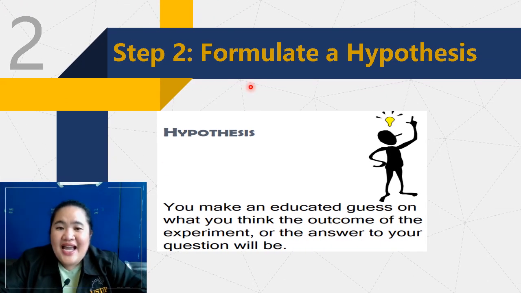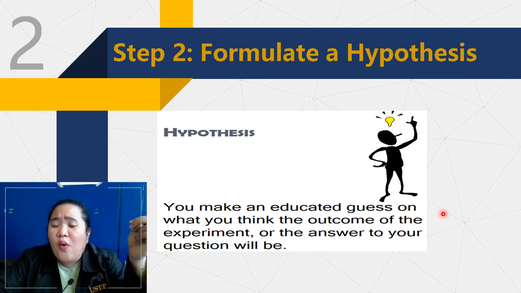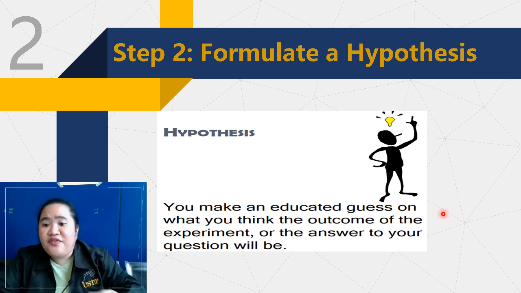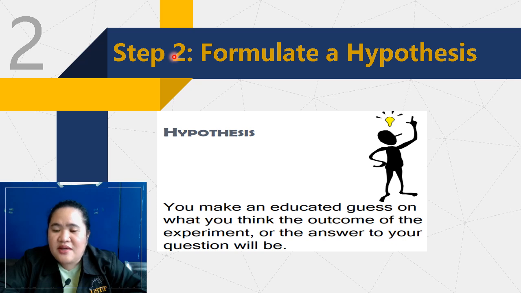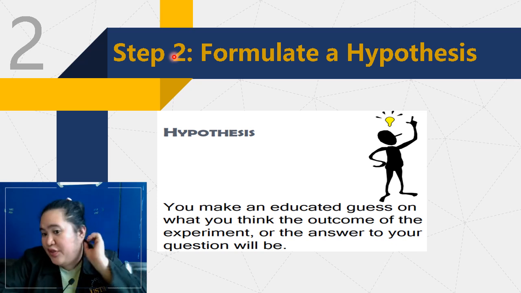So now, class, for step two, you're going to formulate a hypothesis. Okay, so hypothesis, class: you make an uneducated guess on what you think might be the outcome of the experiment, or what the answer to your question will be. For example, your question is, what is the effect of the water in Bitanag Creek on the freshwater fishes? So your hypothesis is the Bitanag Creek water will kill the freshwater fishes. Okay, that's your hypothesis, for example.